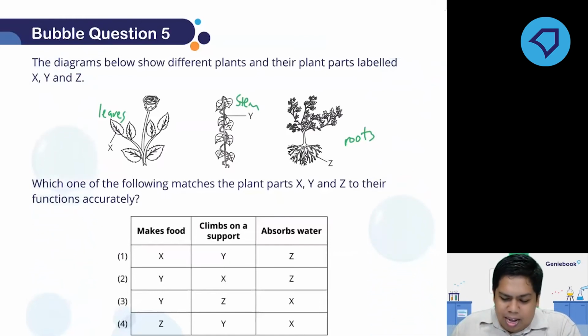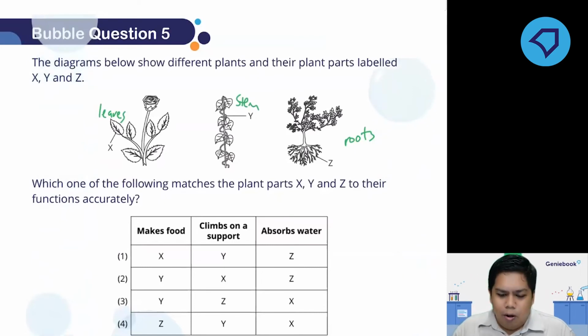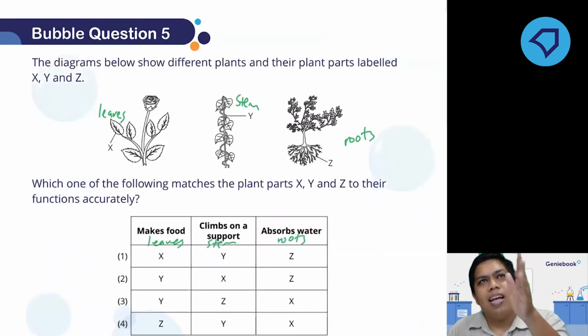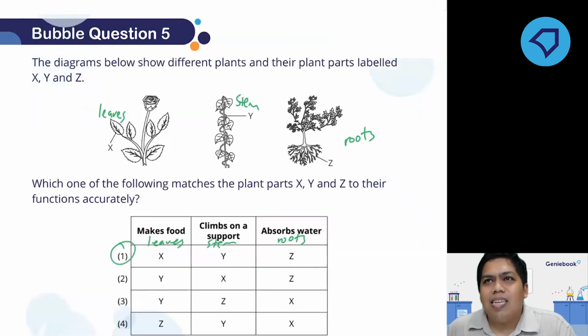Once you know the parts, you match them to the functions correctly. So you know that making food must be the leaves. Climbs on a support, for this plant over here, is the stem. And absorbs water is definitely the roots. And just nice, it is option 1. You see X, Y, Z arranged very nicely. So that is the answer, option 1.